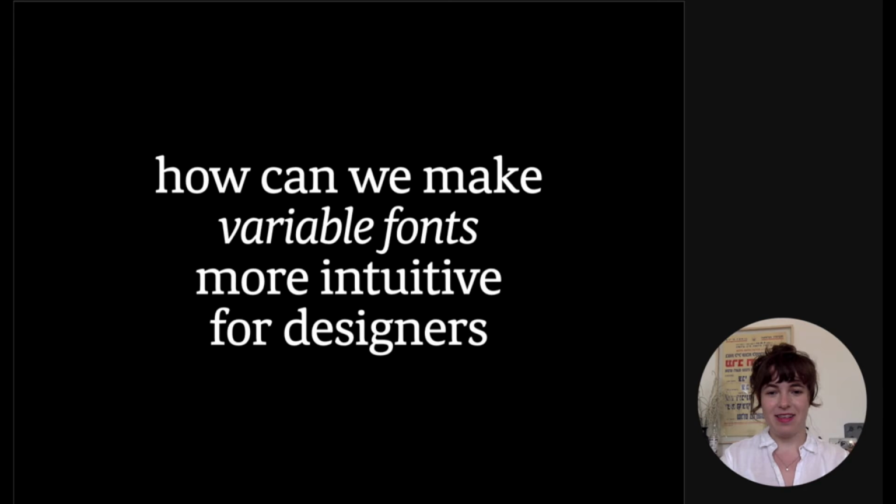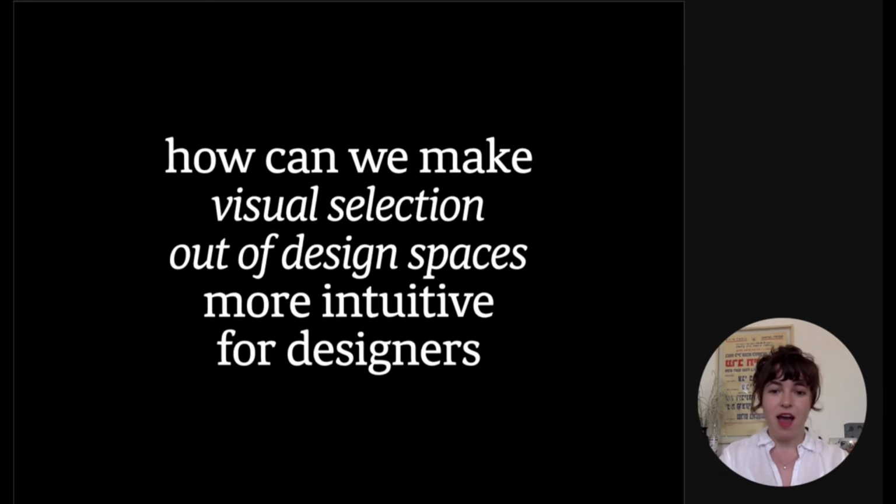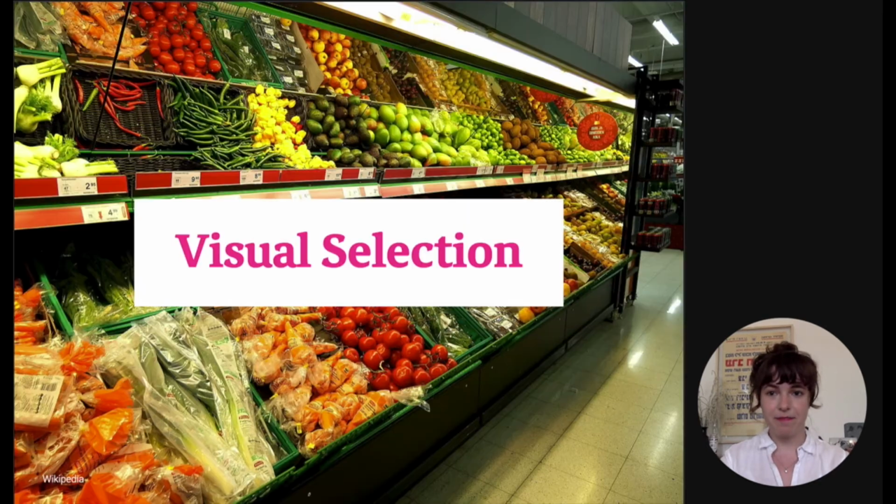We started by asking, how can we make variable fonts more intuitive for designers? But that doesn't mean much. So we tried to ask a more general question, and that can actually help us in finding where to begin. We asked, how can we make visual selection out of design spaces more intuitive for designers?